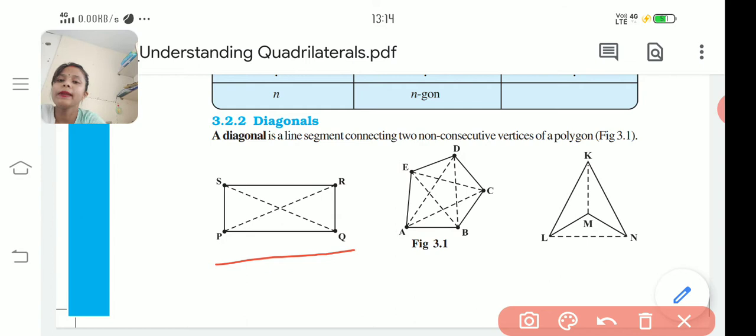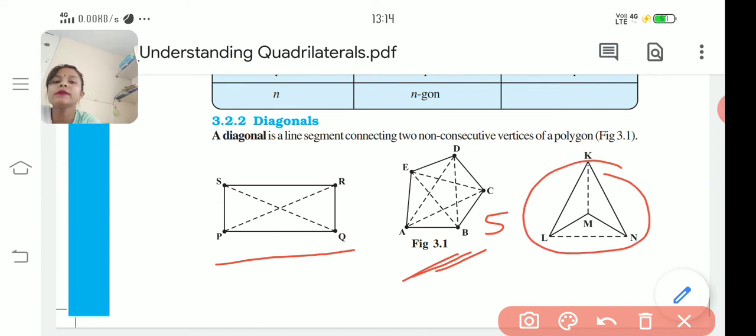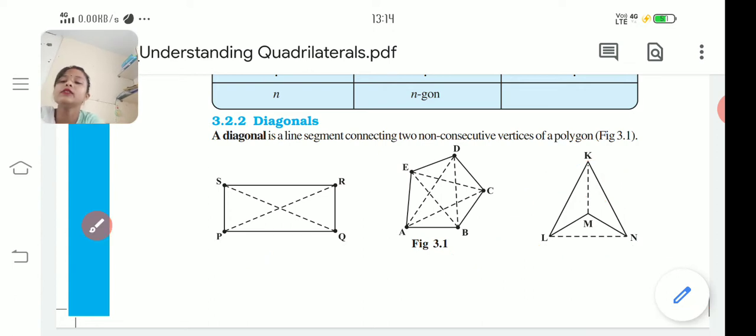Here 5 line segments are there in this one, that's why it is a pentagon. And here again 4 line segments are there. In this figure the first line is KN, the second line is KL, the third line is LM, and the next line is MN. Fine. Again it is a quadrilateral.